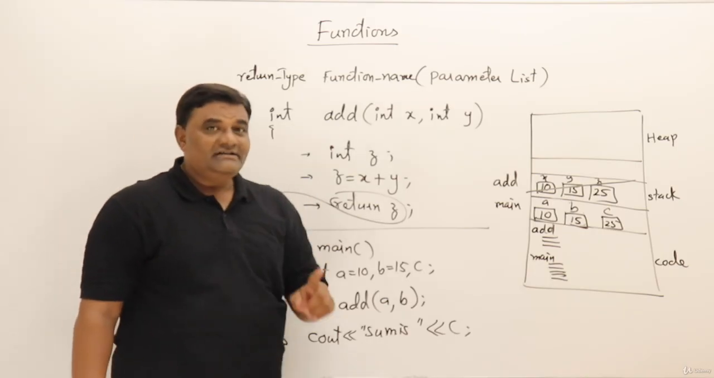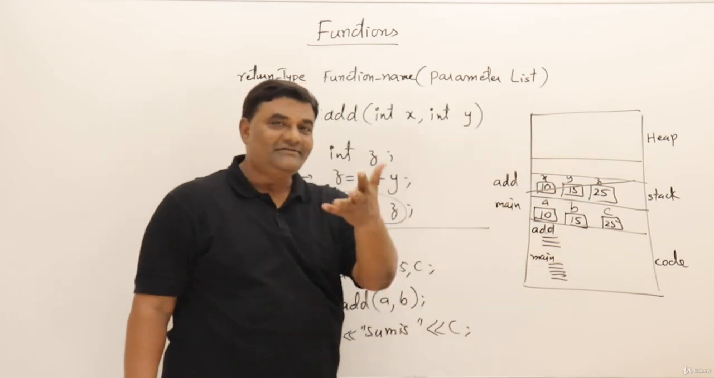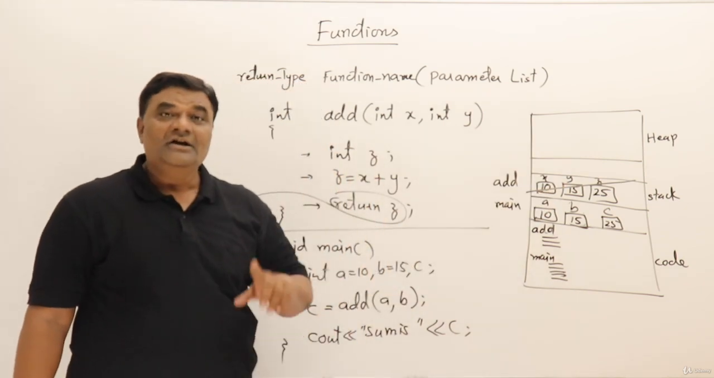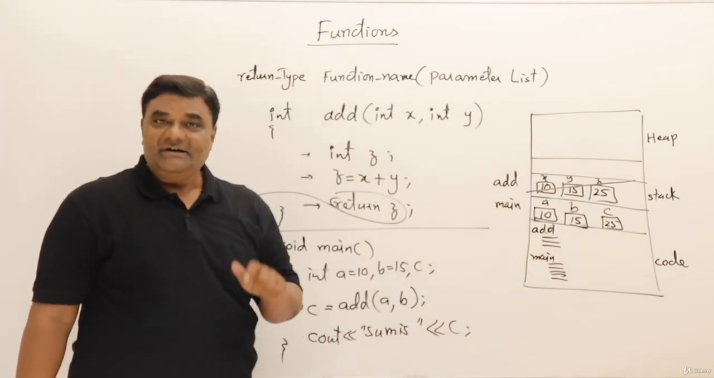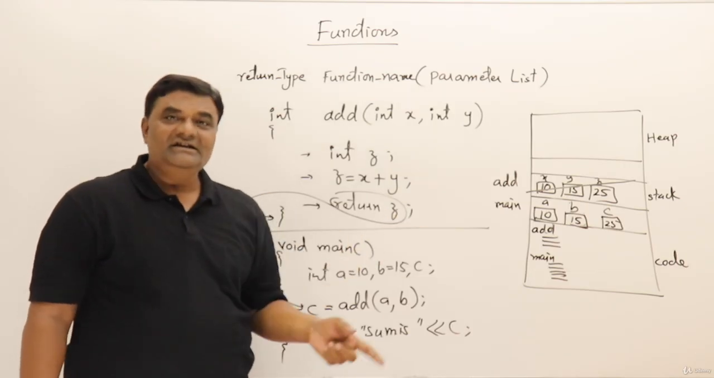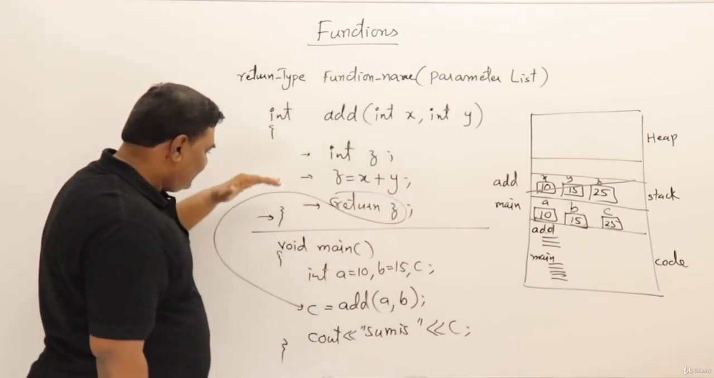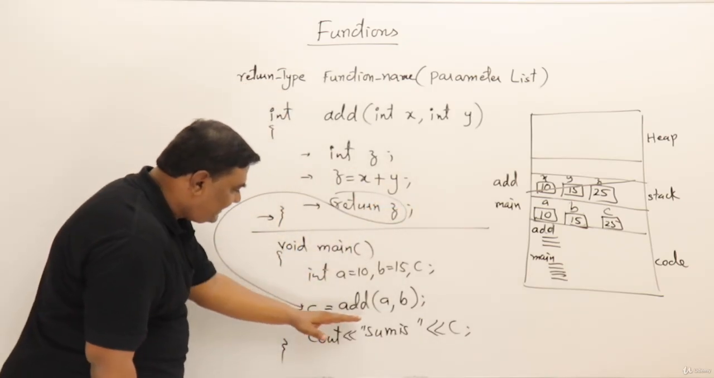And one more important thing, if this function had allocated some memory in the heap, that will not be deallocated automatically. The function should release it by saying delete. So if it says new and gets the memory in the heap, it must be deleted. So anyway, back to this one. The function ends. Now the control comes back here.